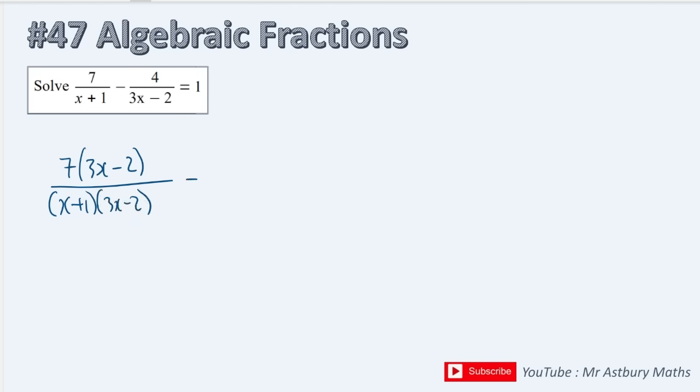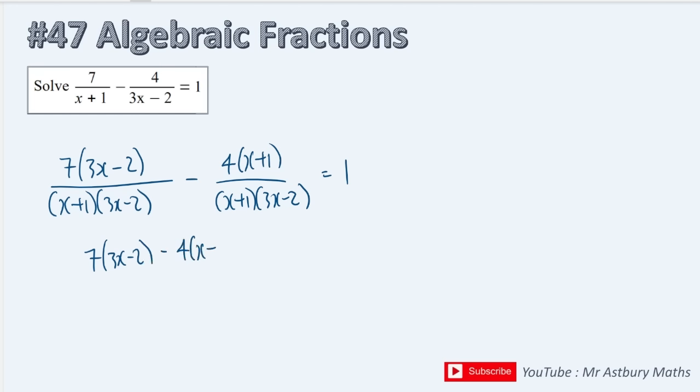And then I'm going to subtract, and I'm going to times this one, top and bottom, by the denominator on the left. So I'm going to get 4(x plus 1) over (x plus 1) times (3x minus 2). And that's equal to 1. Okay, great. Now I can combine these two fractions because they have the same denominator. So I can write 7(3x minus 2) minus 4(x plus 1), all over (x plus 1)(3x minus 2).